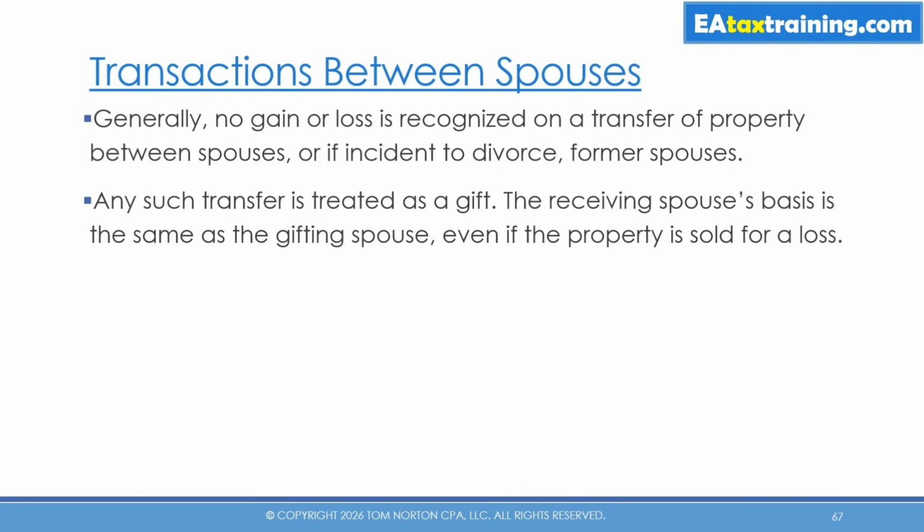Any such transfer is just treated as a gift, so the receiving spouse's basis is the same as the gifting spouse's, even if the property is sold for a loss. So normally, if you have a gift, you have the carryover basis, but there is an exception that says that if that property was sold for a loss, then you take the lower of the donor's basis or the fair market value of the property. That becomes the basis of that asset. But if it's between spouses, that exception does not exist.